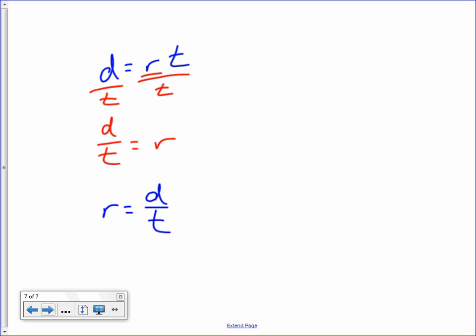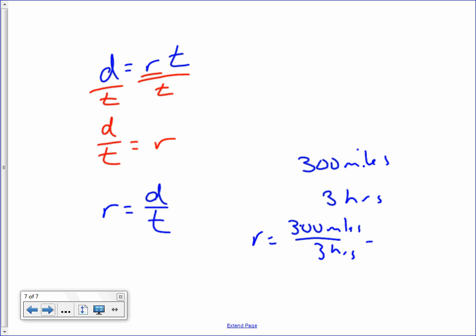And if you think of a simple problem like this, it's 300 miles, and it takes you 3 hours to get there. I know you're speeding because if we do the division part, rate is equal to 300 miles divided by 3 hours. That would tell me that you were going 100 miles per hour. Okay?